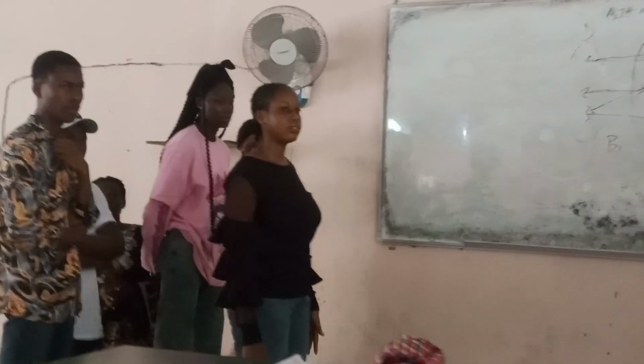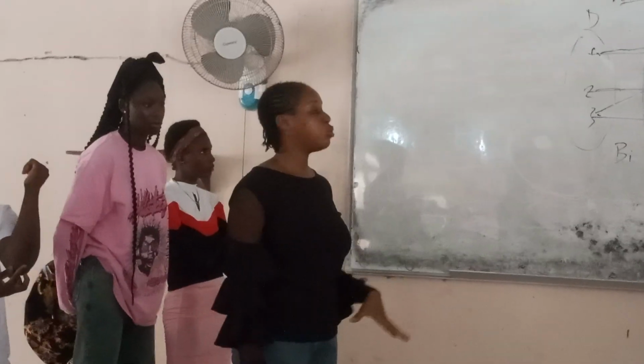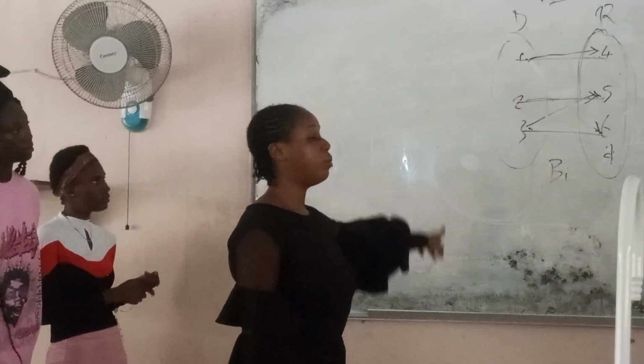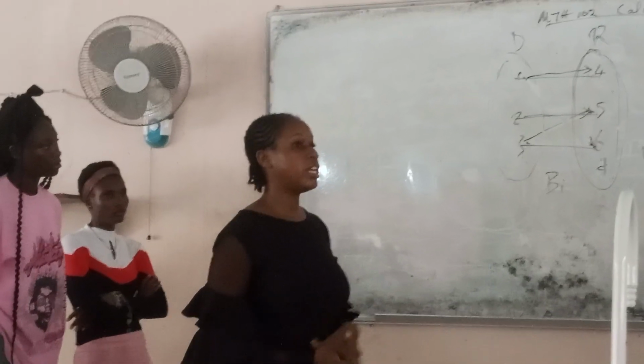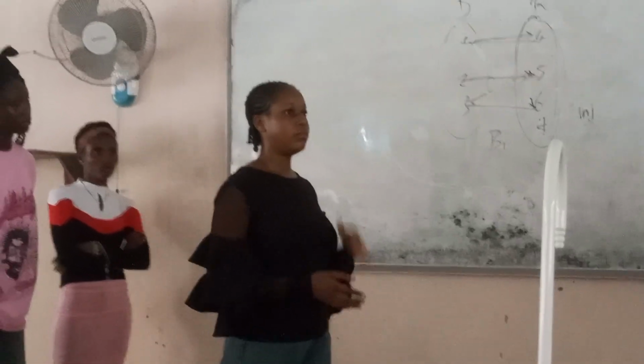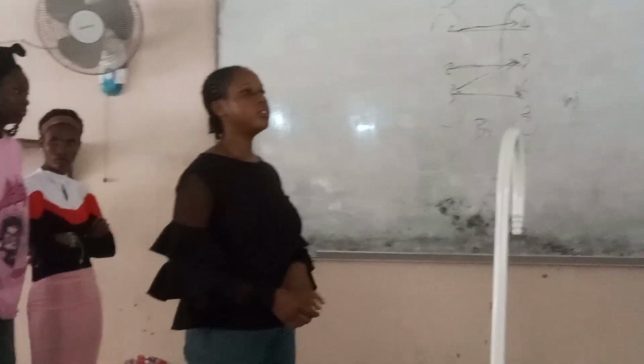Now, can you help? If a relation is given and the domain is not given, what do you do? You assume the domain is the maximal set of the real numbers. Yes, I'm happy for you because you can say something. She's saying that if the domain is not given, you assume the maximal set, which is the real number set.